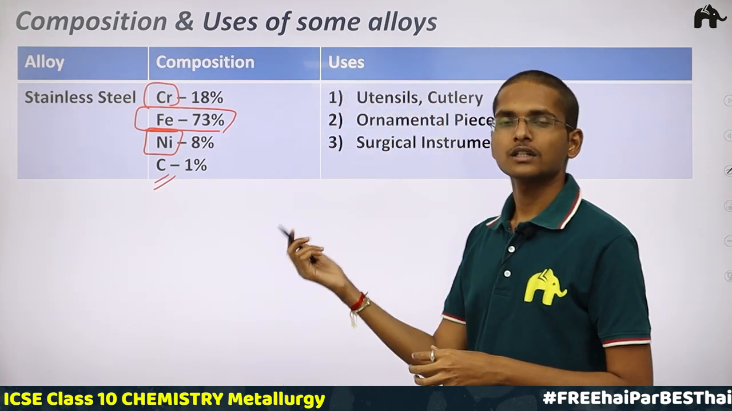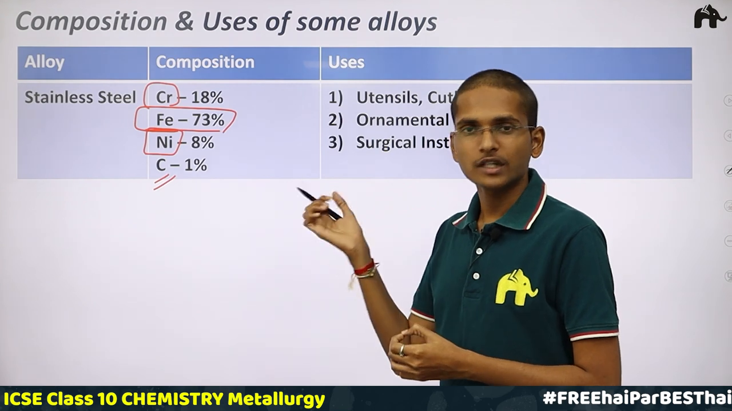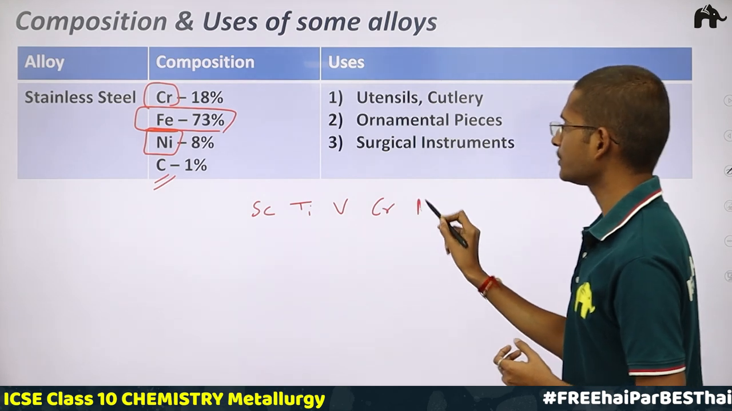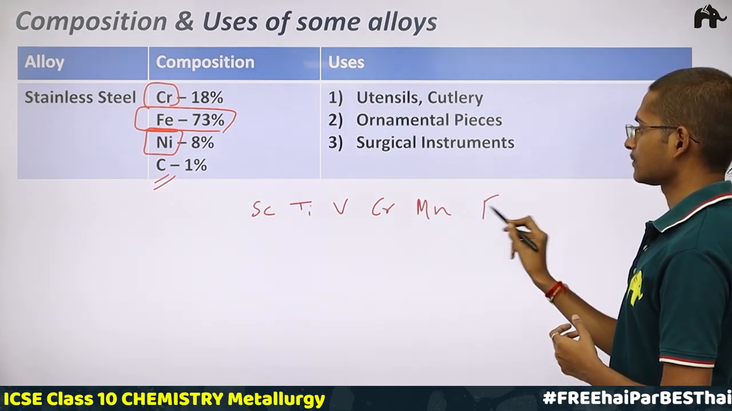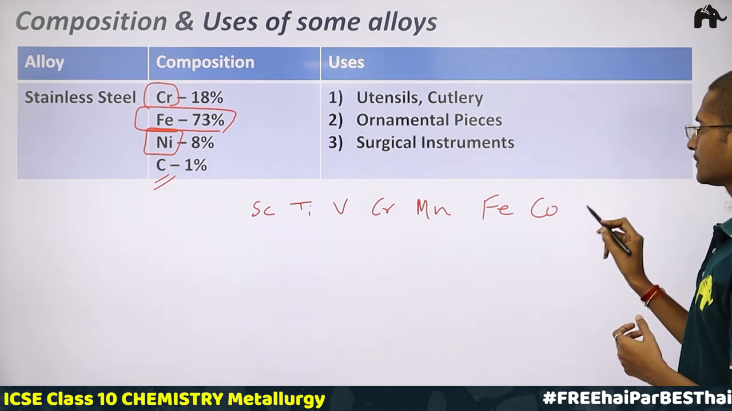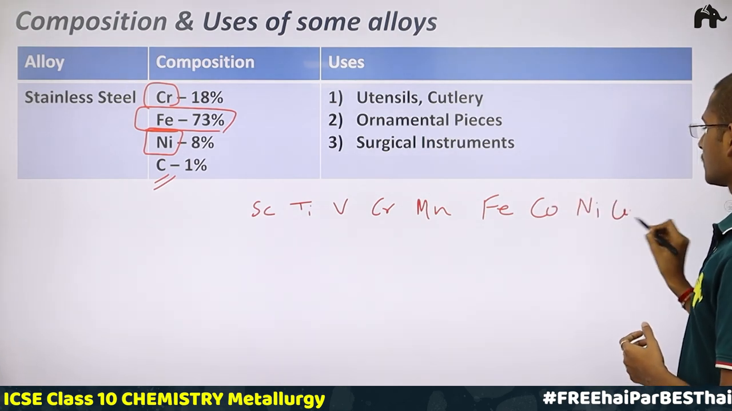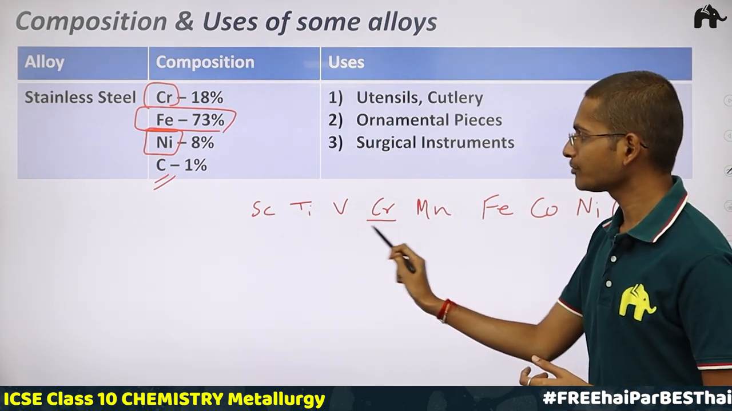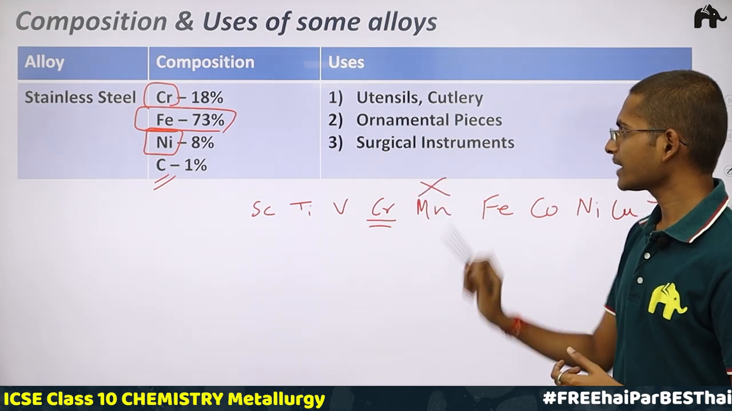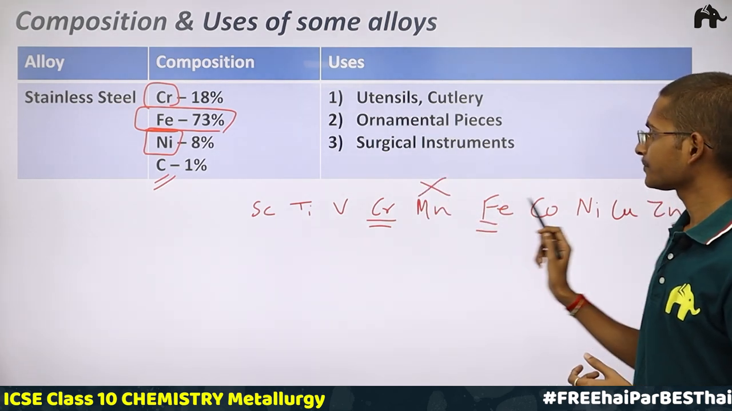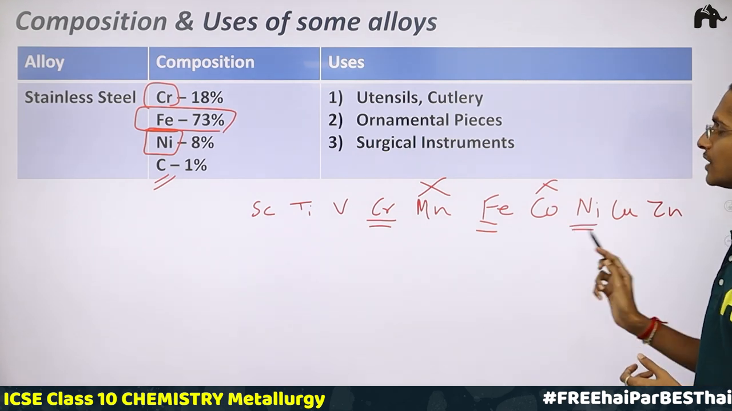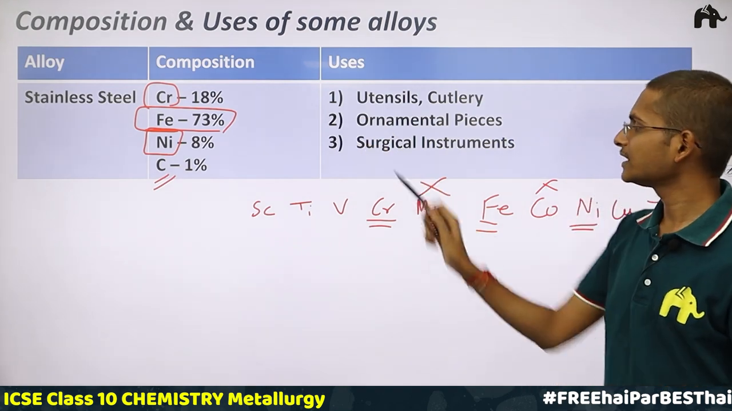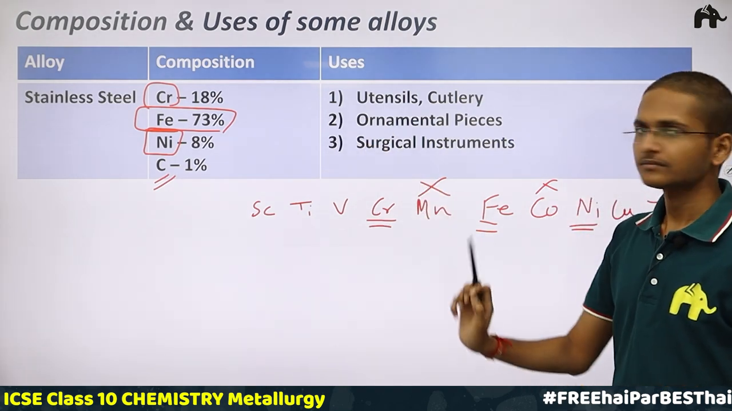If you know the names of the elements from 21 to 30: scandium, titanium, vanadium, chromium, manganese, iron, cobalt, nickel, copper, zinc. So you can just skip one metal after chromium, skipping manganese, iron, again skipping cobalt, nickel. So see, chromium, iron, nickel. These three metals are there, and the rest is carbon.